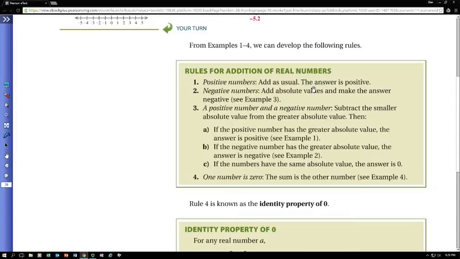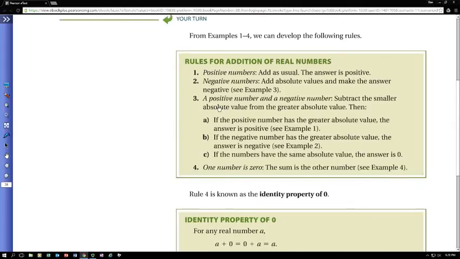It's got direction from the negative on it, and then I'd go another negative and another. I could keep doing that. Guess what? You're going to stay on the left side of 0. You're going to end up with a negative sum to that addition.